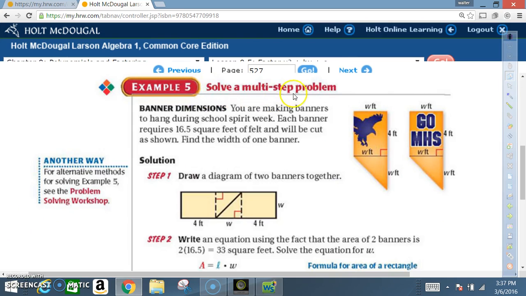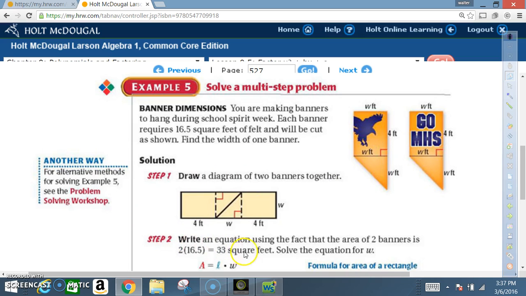Example 5, solve a multi-step problem. Banner dimensions. You are making banners to hang during school spirit week. Each banner requires 6.5 square feet of felt and will be cut as shown. Find the width of one banner. Solution. Step 1. Draw a diagram of the two banners together. This is the diagram when you combine these two banners. Notice they're put together at the angle.